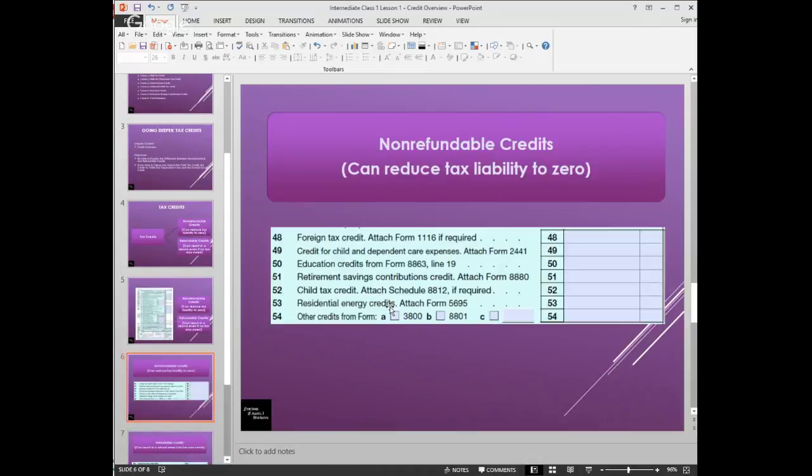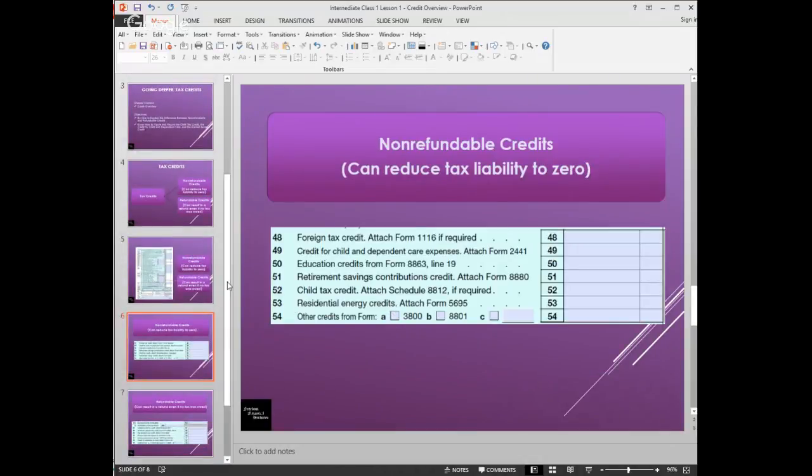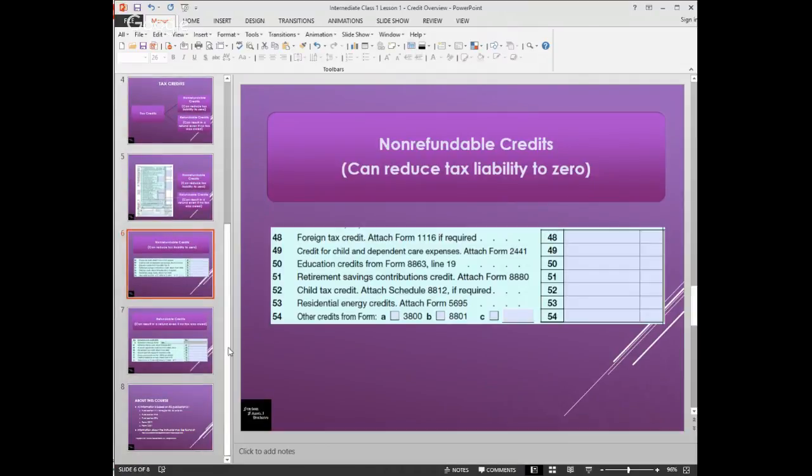So looking at the non-refundable credits include a foreign tax credit, which could appear on your 1099 DIV or K-1s where there is some investment and foreign taxes were paid. Line 49 is where we'll calculate the credit for child and dependent care expenses. The education credits, there are both non-refundable and refundable portions of the education credit, especially the American Opportunity Credit, and the non-refundable portion is shown here on line 50.